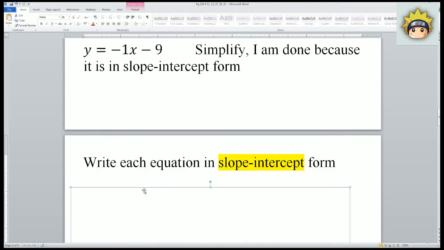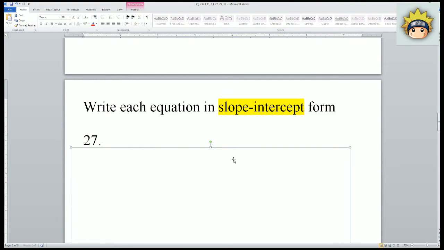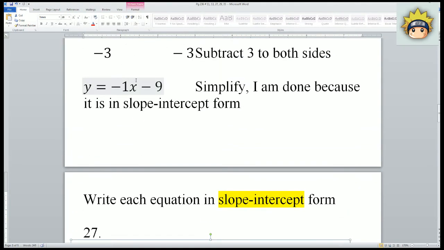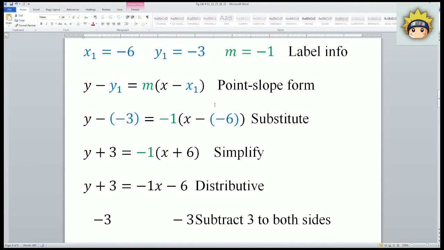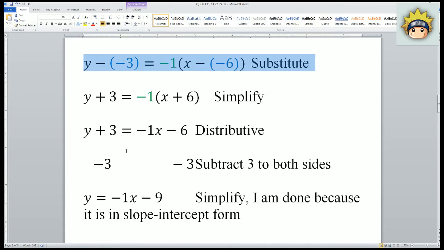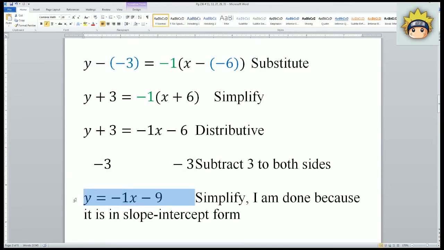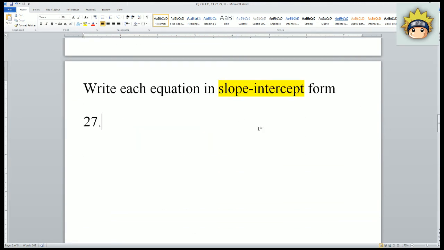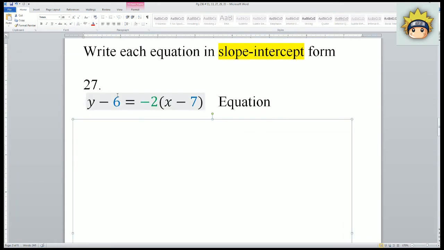Next, it says write each equation in slope-intercept form. Slope-intercept form looks like this. It looks like y equals mx plus b. Like what we did, to go from point slope form into this, we have to distribute and do some isolation using the inverse property. So number 27, I have y minus 6 equals negative 2, parentheses x minus 7. That is the equation that is given in the problem.